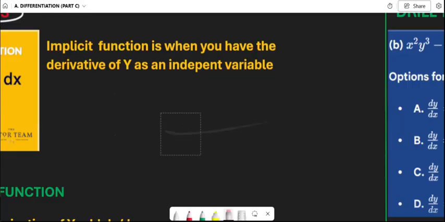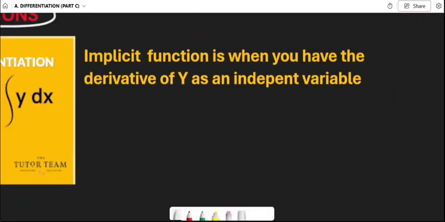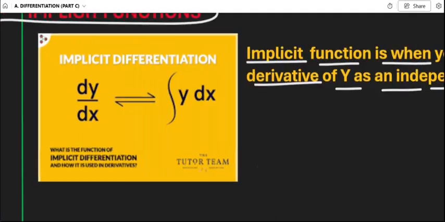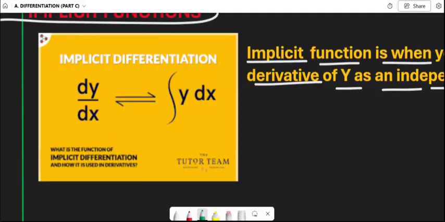So let's see what an implicit function is. Implicit function is when you have the derivative of y as an independent variable. So a quick one, in this case, we notice that dy dx is now derived with respect to y. So anytime we have the derivative of y, we refer to it as implicit function.